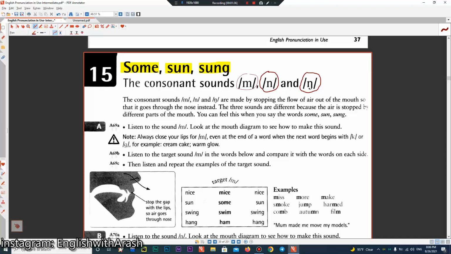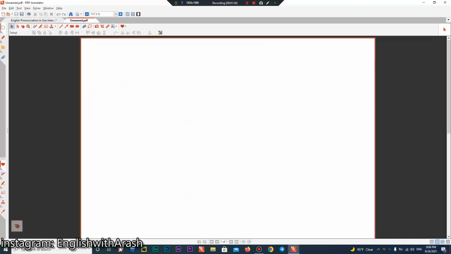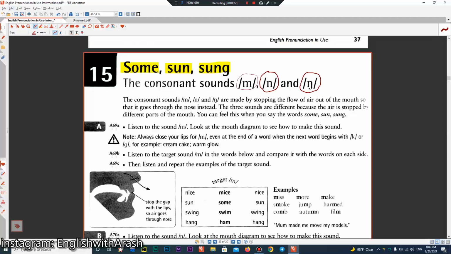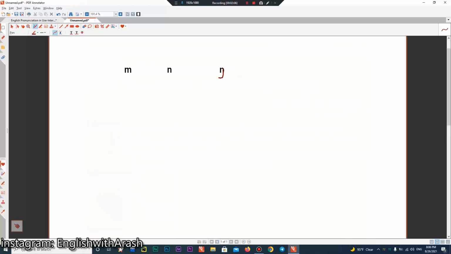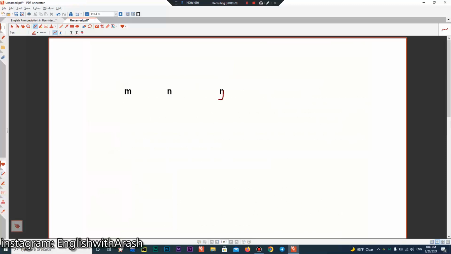Okay, all of these sounds, let me write them here. So one of the sounds is this sound, one of them is this sound, and one of them is this sound, but it's like this. Let me see. Yes, like this. If I do it fine, it's not bad.